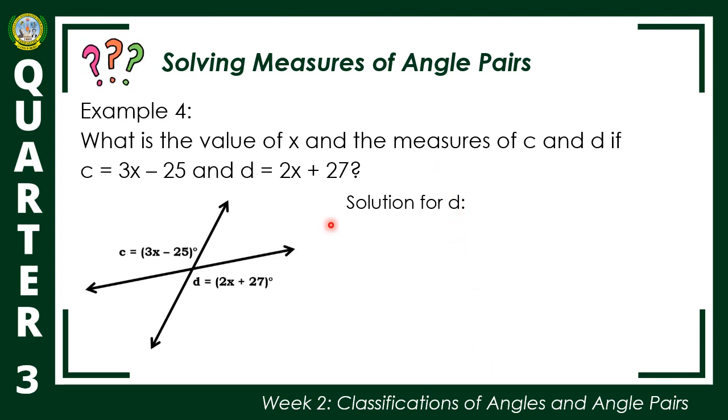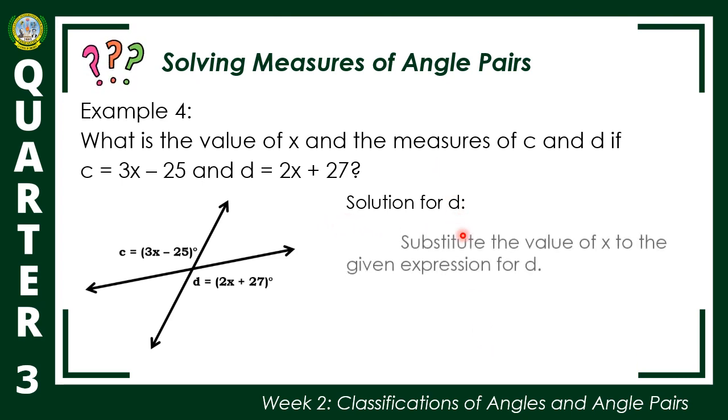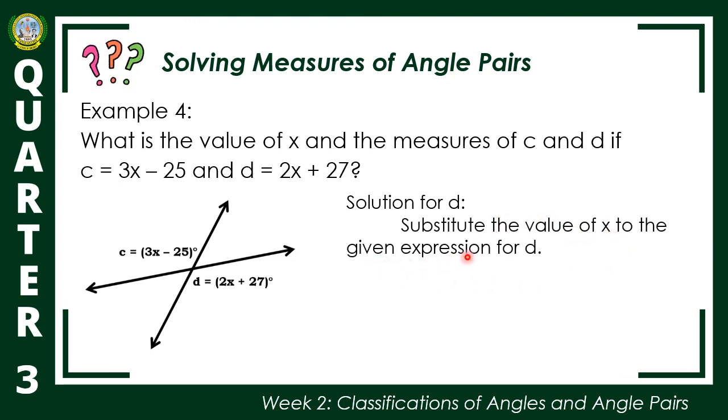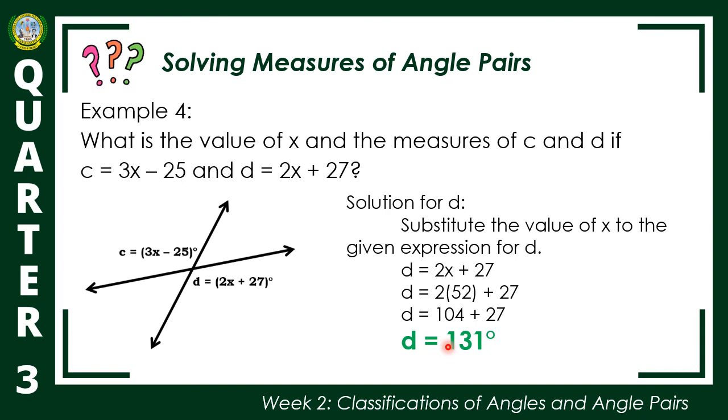Solution for D. So, ang gagawin natin, same nung kanina, isa-substitute natin yung value of x to the given expression for D, which is 2x plus 27. So, palitan na natin yung x. Magiging 2 times 52 plus 27. 2 times 52 is 104. 104 plus 27 is equal to 131 degrees. So, parehas 131 degrees ang nakuha natin. That means, tama na naman po ang ating sagot.